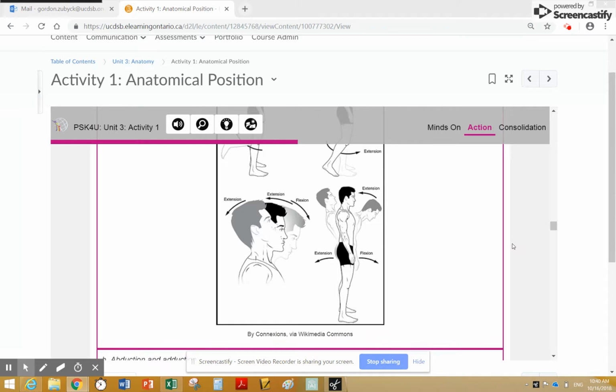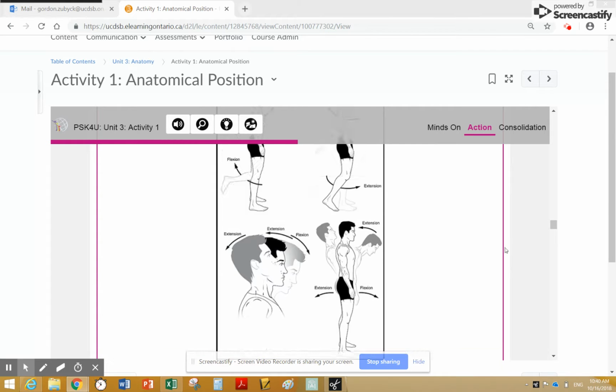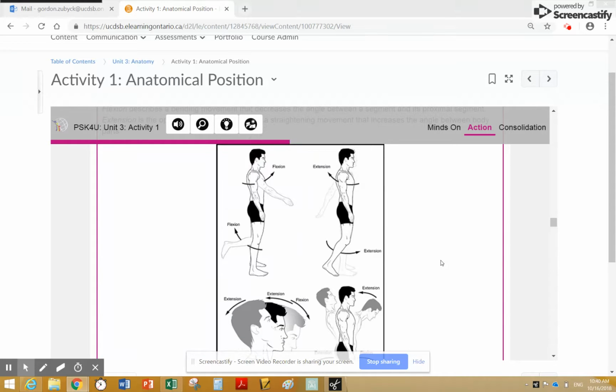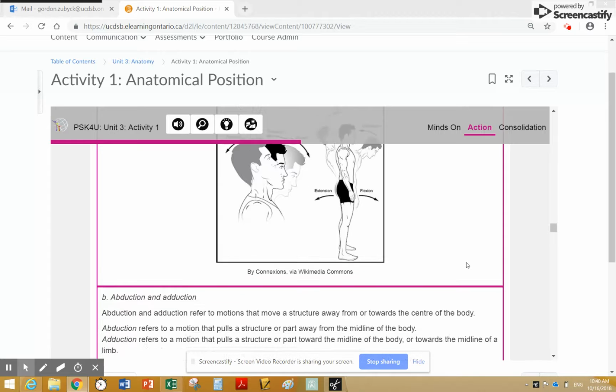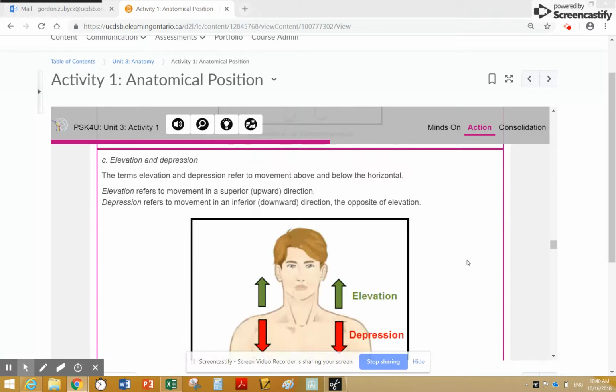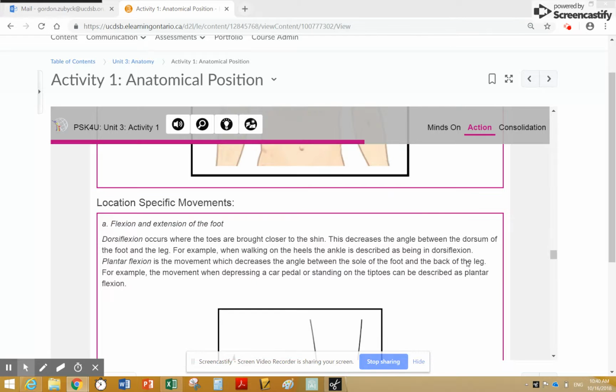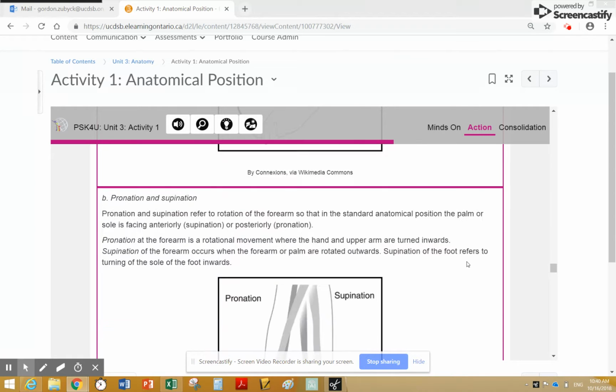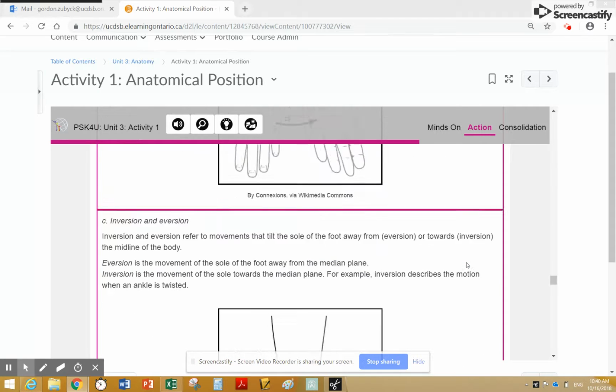Again, terminology related to movement, especially when you're talking about flexion and extension. Sometimes those can be confusing. Usually with extension the angle is becoming larger, and with flexion the angle is becoming smaller. Again, abduction, adduction, all these different types of terms that express how the body moves are what you'll be taking a look at in this activity.